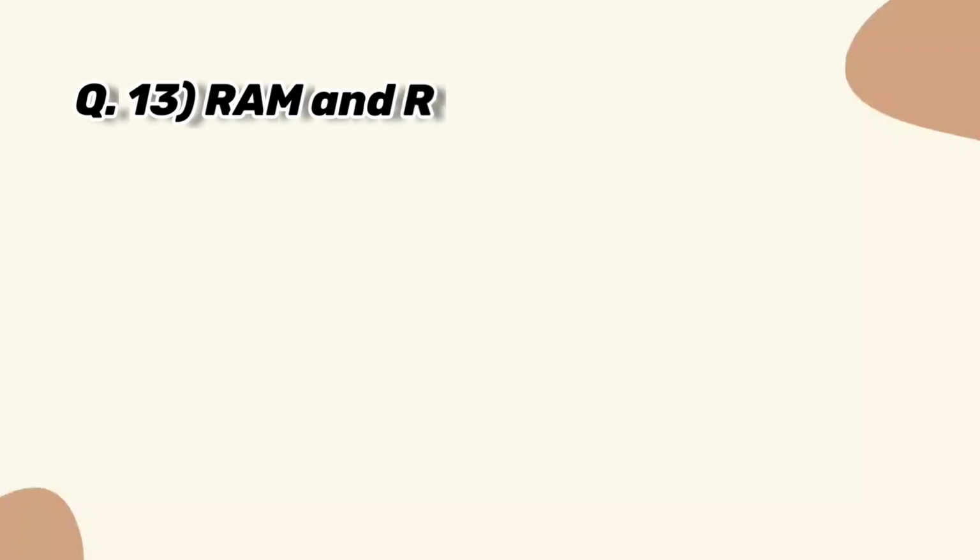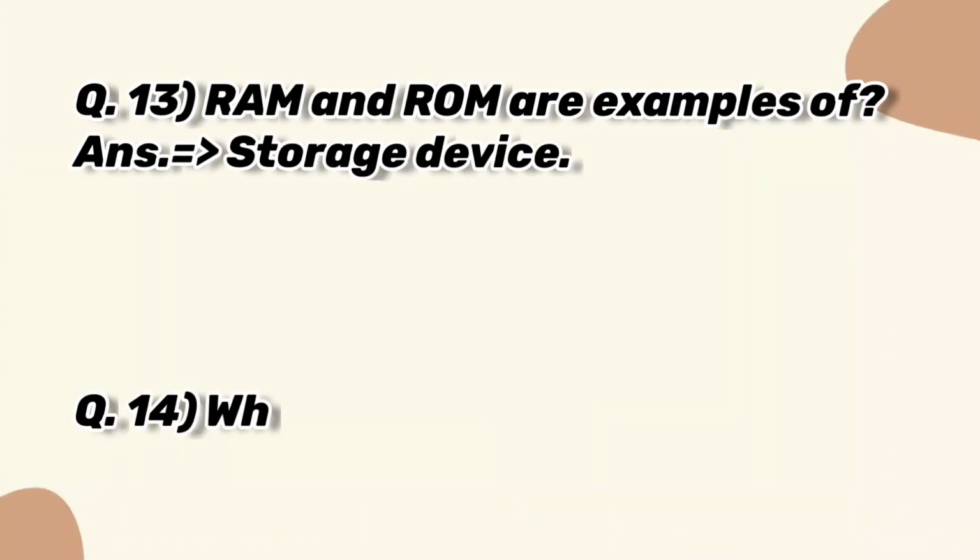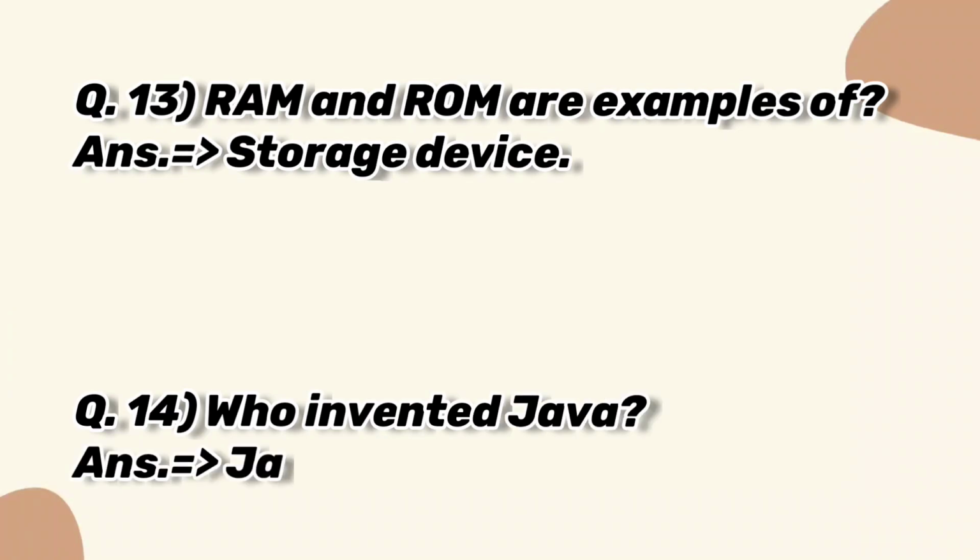Question number 13. RAM and ROM are examples of? The answer is storage device. Question number 14. Who invented Java? Answer is James Gosling.